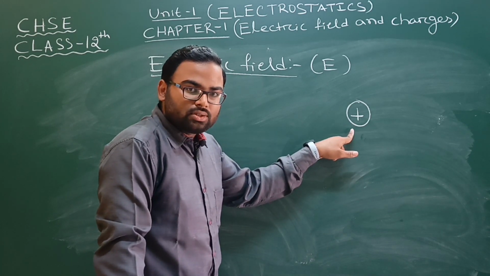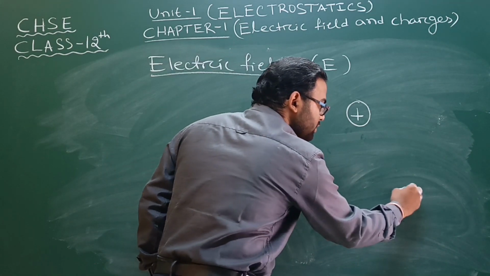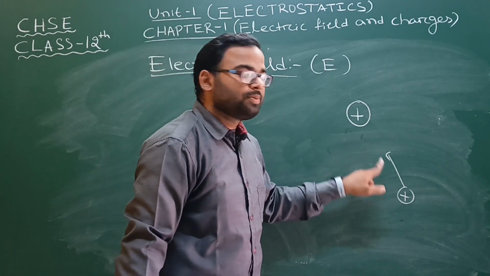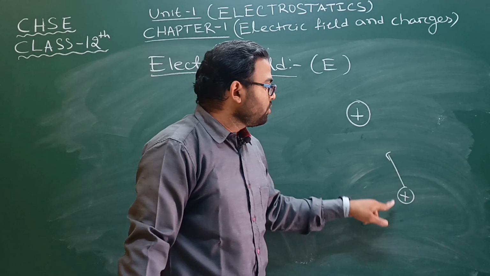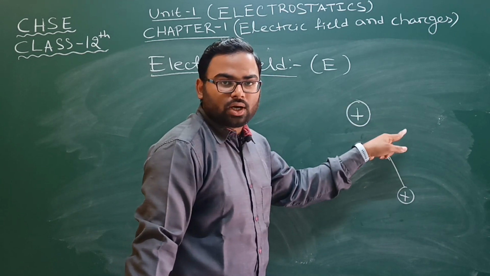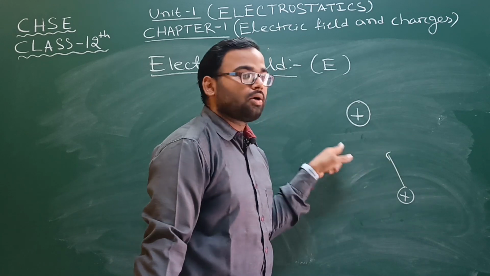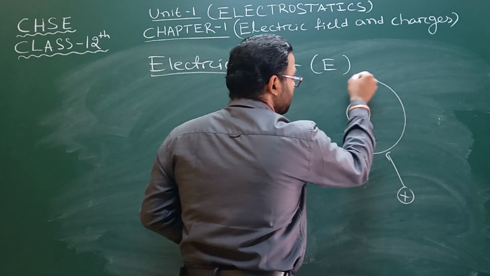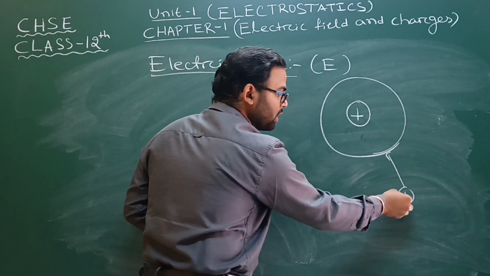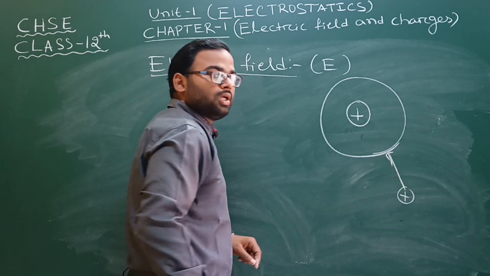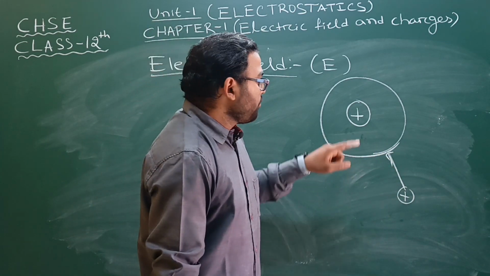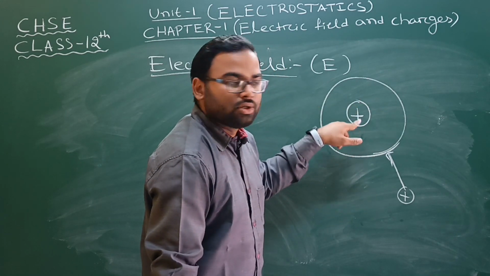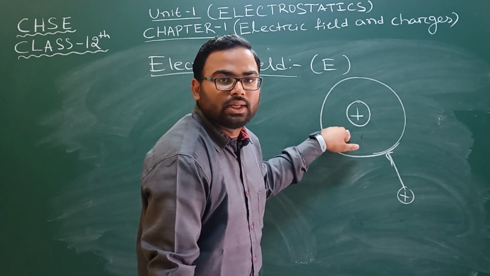If there is a positive charge, we will bring another positive charge towards it. Okay, and this charge will experience some repulsive force. So there is a space around the charge. Okay, so the space around the charge is called electric field. If a positive charge is brought towards this positive charge, it will experience some force from a distance from this charge. So there is a space around this charge. So this space around the charge is called electric field.